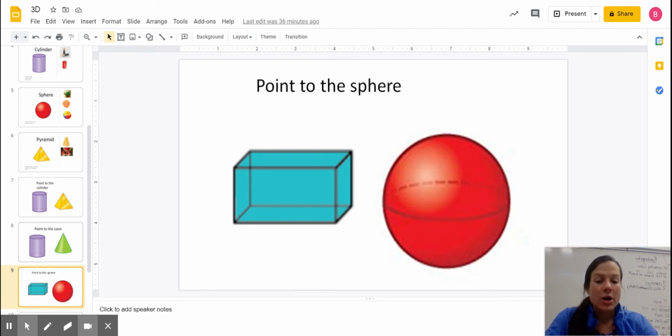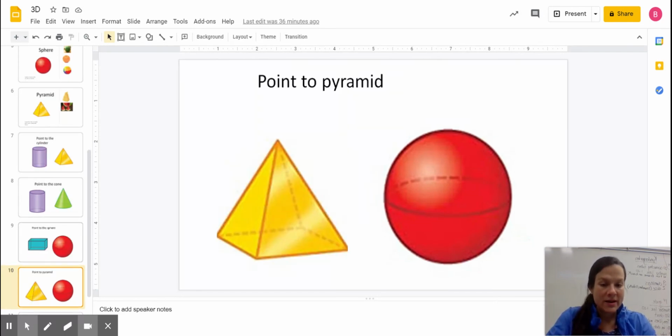Point to the sphere. Oh, let's look at those 2 shapes. Now, here's my hint to you. A sphere looks like a ball. Can you find the shape that looks like a ball? Good job. It's the red sphere.